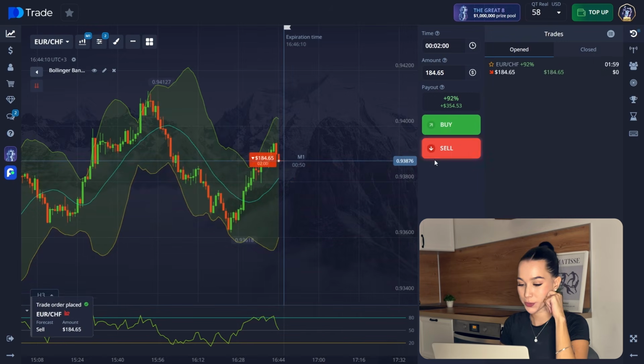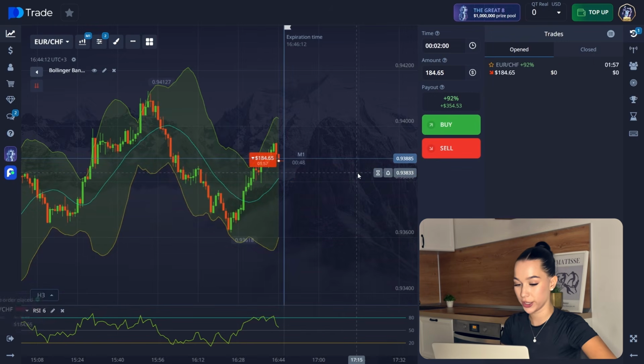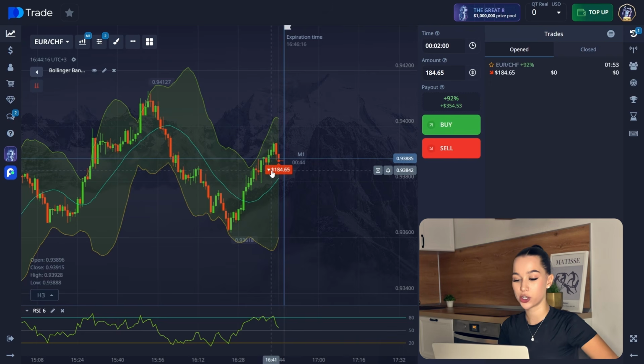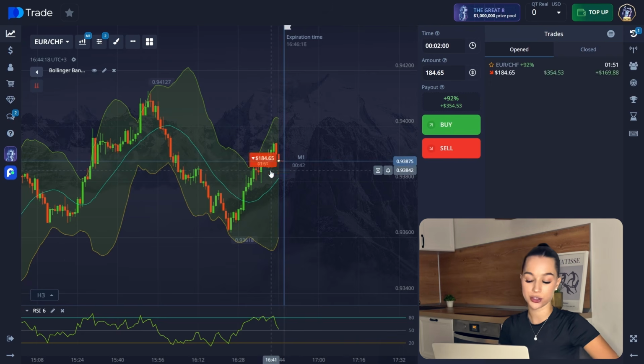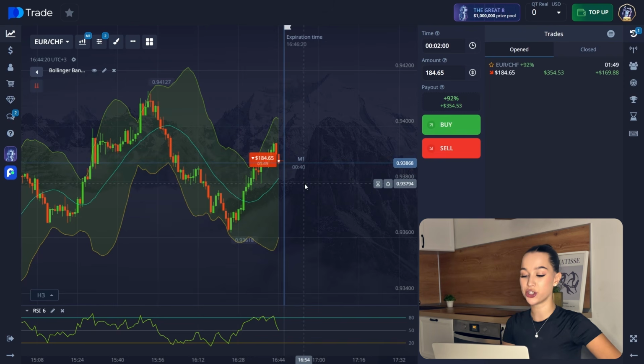So okay, here's a pretty good situation. We open here a sell trade for 2 minutes. So before we open the trade, the chart showed an upward correction after a downward impulse, and the price reached the middle line to the upper Bollinger Band, where signs of weakness began to appear. And this is a classic area where reversals often occur in a dominant downtrend.